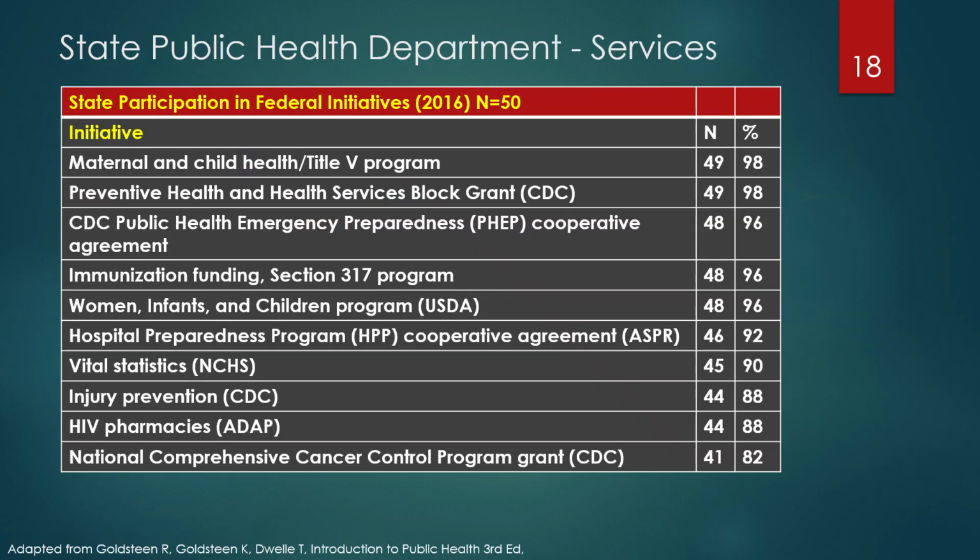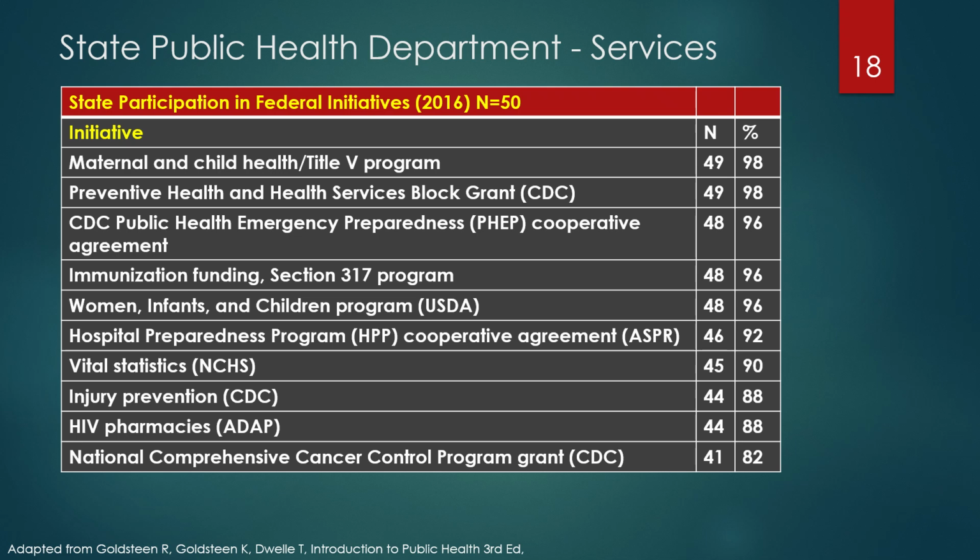State public health departments engage in a wide range of public health activities. Federal initiatives are important for states, as indicated by the number of states participating in the federal initiatives listed on this slide. 98% of states participate in the Maternal and Child Health Title V and the CDC Preventive Health and Health Services Block Grant.